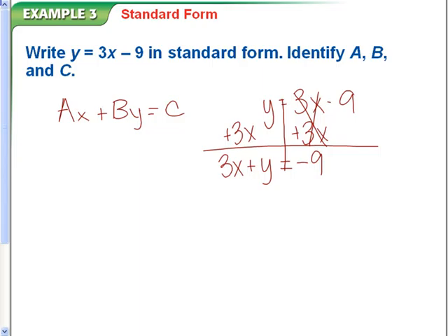Okay, then we need to check, is our a term negative? So we look here, this is our a term. That is a positive number, so we're good there. We have no fractions. And then is there a common number that we could divide all three terms by? And that answer is no. So we are in standard form. Standard form is 3x plus, if you wanted to put a number there, 1y equals negative 9.